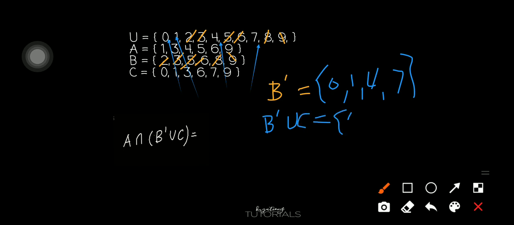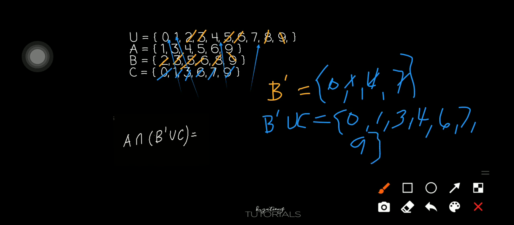So we have 0, then 1, 1, then we have 3, 3, then we have 4, 4, then we have 6, 7, 6 and 7, and we have 9. So 0, 1, 3, 4, 6, 7, 9.